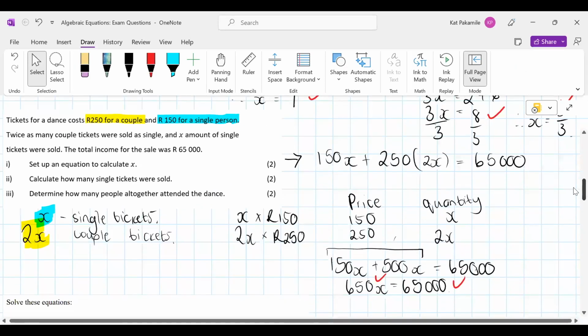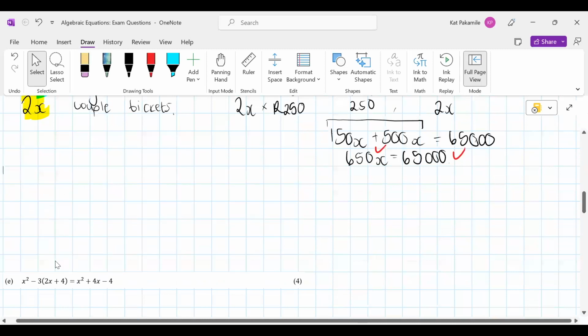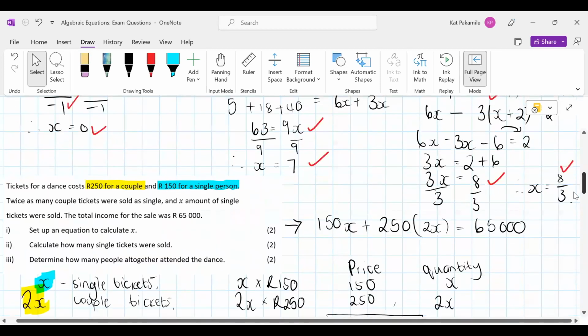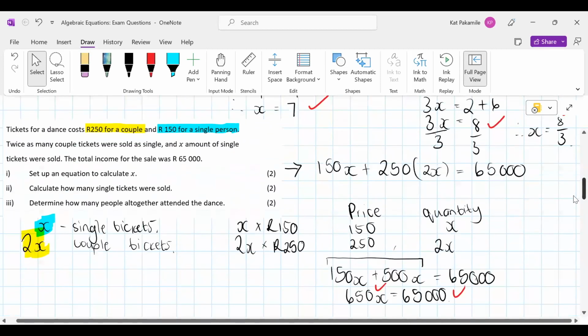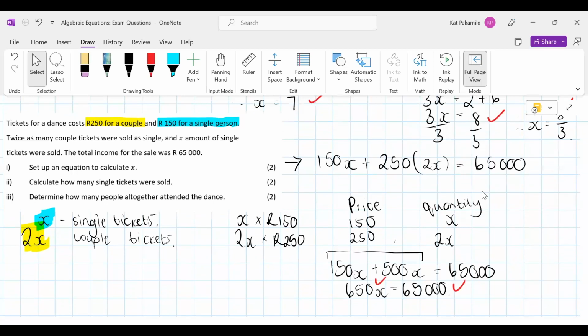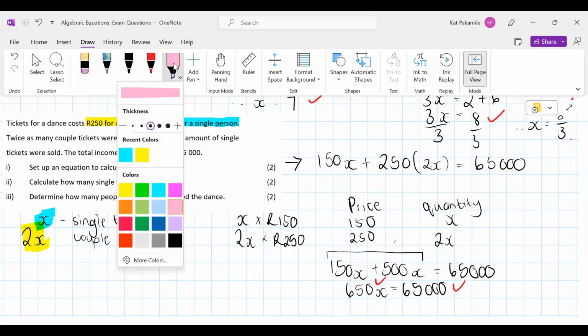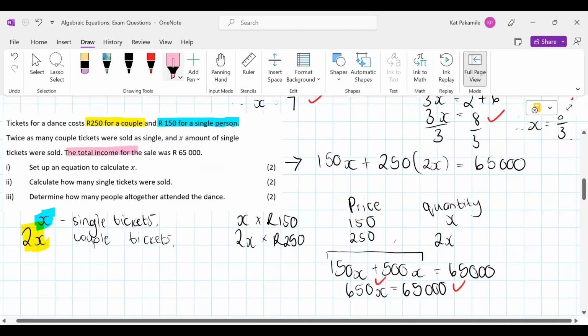Then they say, calculate how many single tickets were sold. If we're talking about variables, single tickets were what? They were X, right? So in other words, they're saying solve for X without saying solve for X. It was in the question, Keegan. Check up here. The total income for the sale was 65,000 Rand.